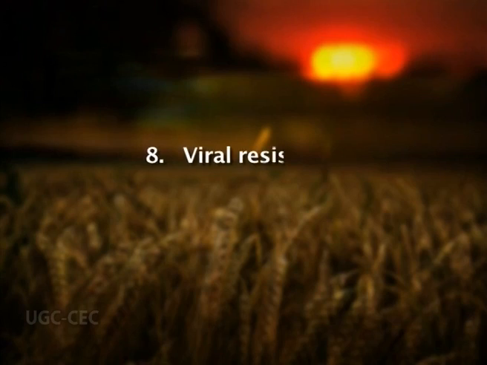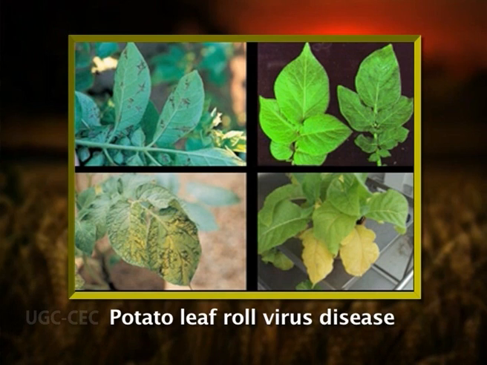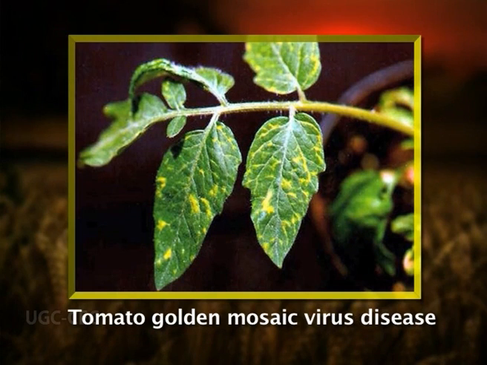Another example is viral resistance. The antisense RNA technology has been used to produce transgenic crop plants resistant to viruses. In this approach, the sense strand of specific viral coat protein genes and other genes has been transferred to crop plants. The antisense RNA produced by transgenic plants blocks the expression of viral coat protein genes, thus conferring resistance in crop plants against that virus. For example, in potato, resistance against potato leaf roll virus, and in tomato, resistance against tomato golden mosaic virus has been achieved.